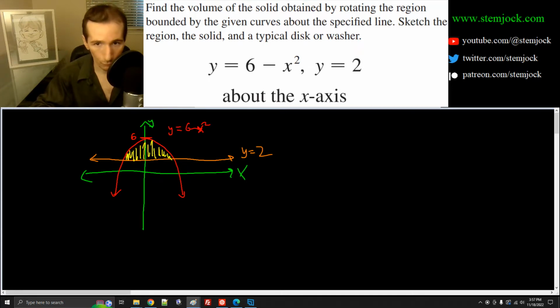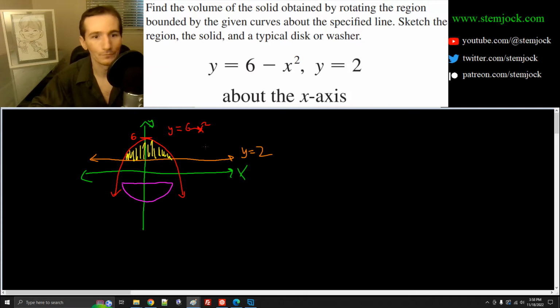So this area in yellow that I've drawn is called the area of interest. What I'm going to do now is rotate this around the given line. It's the x-axis in this case. So I'm just going to draw the reflected region. If I reflect this about the x-axis, it's going to look like this, kind of like an open smiley face.